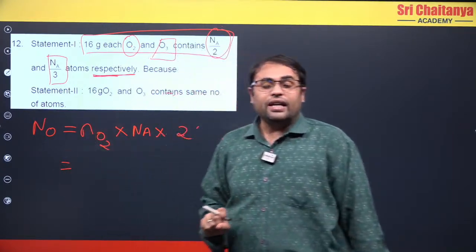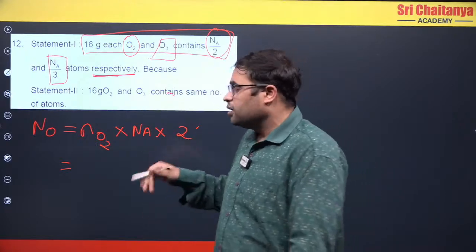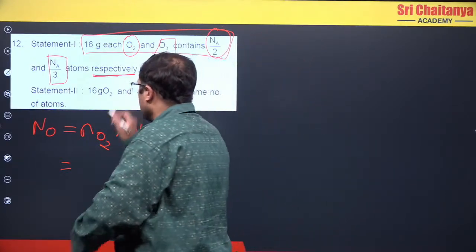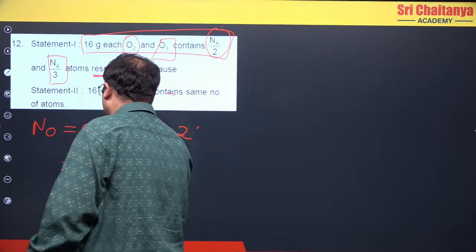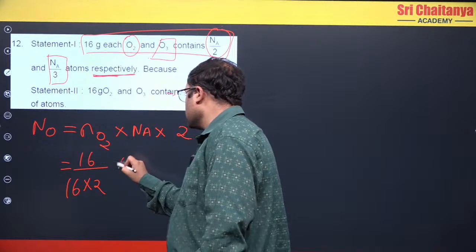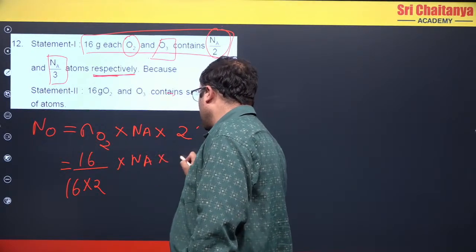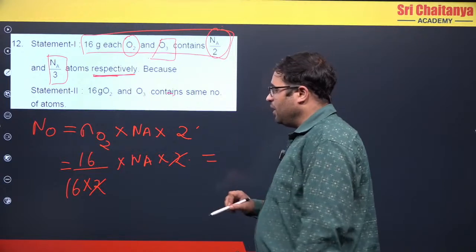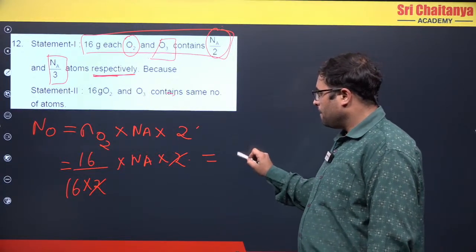How can you calculate the number of moles? Again, mass divided by molar mass. So 16 divided by 16 into 2, which is the molar mass, into Na multiplied by 2. It is a similar question, we have done this. The number of O atoms will be Na.